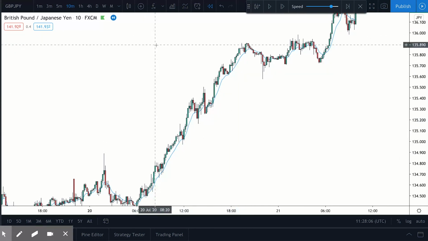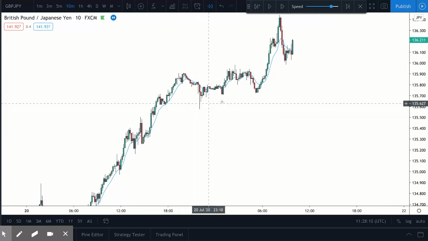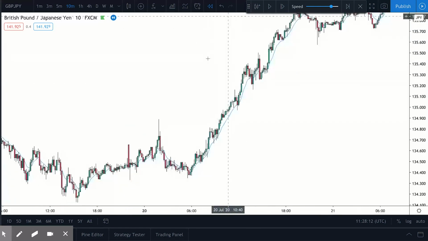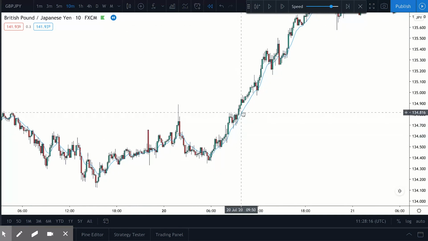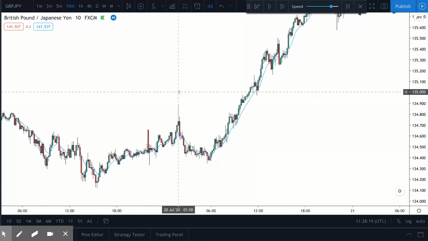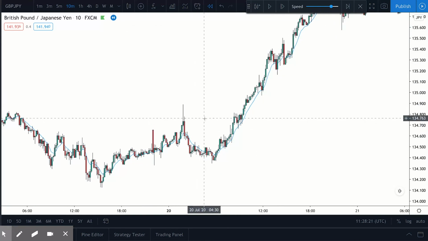Now, one thing to mention, the big thing to mention, and the most important thing when it comes to talking about moving averages: you cannot get distracted by it. You shouldn't buy because price retests the moving average, right? You need to have other confluences. Now, here is a good example.